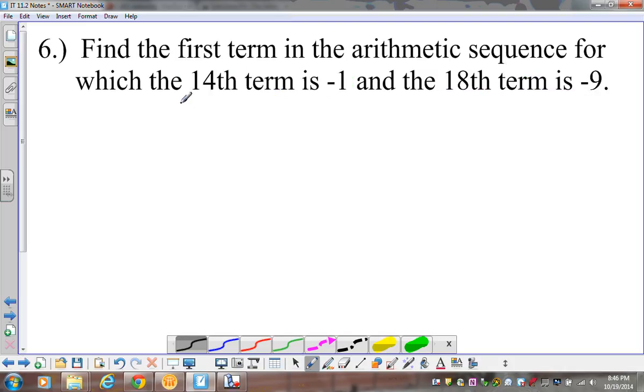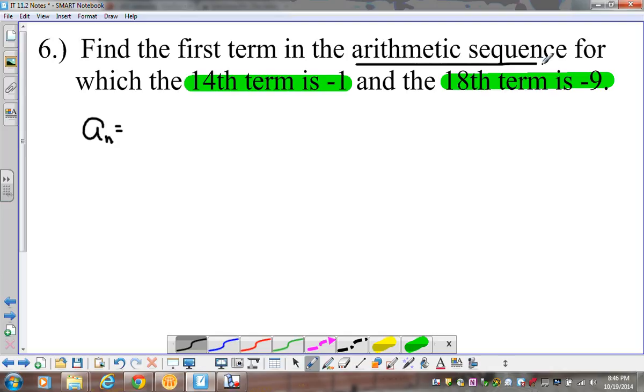All right, so it says find the first term in the arithmetic sequence for which the 14th term is negative 1. All right, 14th term is negative 1, and my 18th term is negative 9. All right, so I've got to find my first term. So again, I know it's an arithmetic sequence. So it's a sub n equals a sub 1 plus n minus 1 times my common difference. All right, I don't know my a sub 1, so I got to find it. I'm going to have to use one of these two specific terms for my a sub n and my n, and I've got to find my common difference.